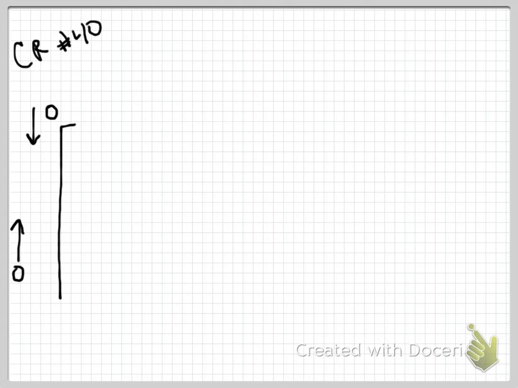This is number 40 from the chapter review for chapter 2. So we have two balls, and we have a building. And the building is 15 meters high. We've got one ball that's being dropped from the top of the building, and another one being thrown up with an initial velocity.